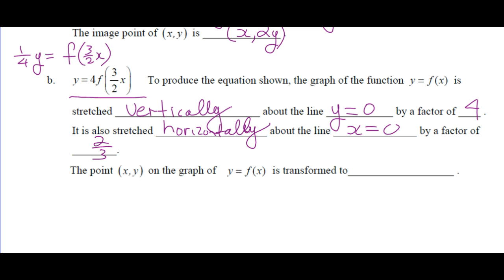Okay. The point x, y on the graph y equals f of x is transformed to x. No, it's not x. What is it? 2/3 x and y. 4y. Good. You're on the ball. I wish I'd done that on purpose, just to elicit that response. Okay, so 2/3 x, 4y. Why? If you throw 2/3 x into here, the 3 halves times 2/3 is going to take you back to just plain old x.